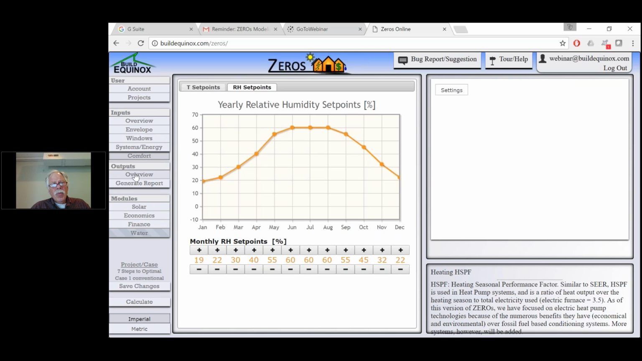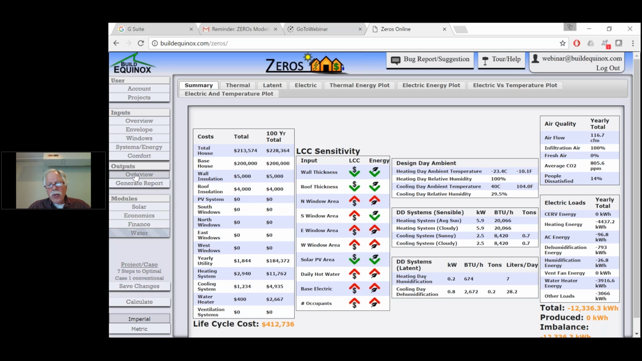Now we get to the overview, and this is where the important stuff happens. This is where we see a summary of the costs. Here's the capital cost for building the house. And so this basic conventional house that we're looking at has a cost of about $214,000 with a base cost that's been assigned of $200,000, and then the things relative to comfort and energy: the utility bill, the insulation costs, the heating cooling system, the water heater. So this is a basic electric water heater.